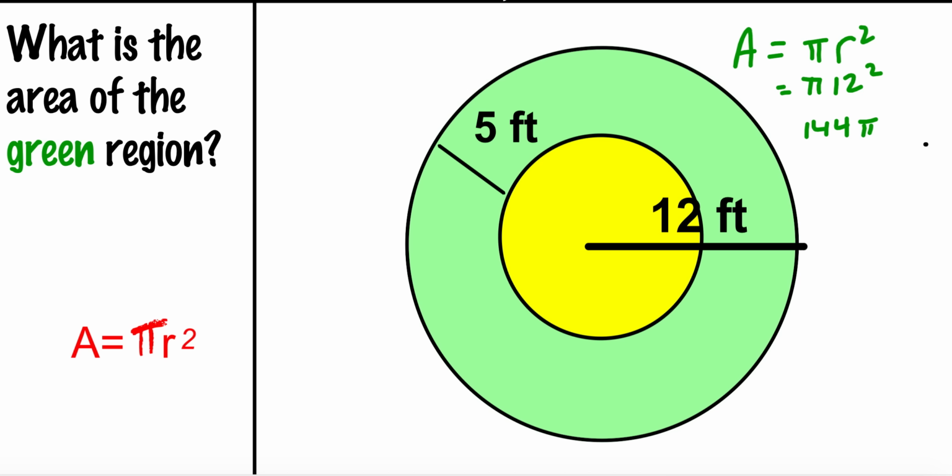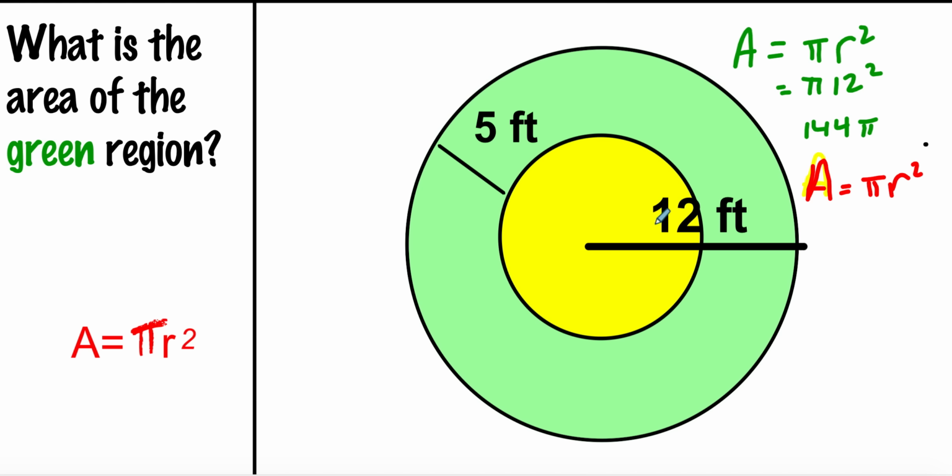I then know that I have to find the area of the yellow one. Let's see how well this shows up. Ooh, that's really bad. We're going to turn that to red. So this is going to be the area of the yellow one, which again is pi r squared.